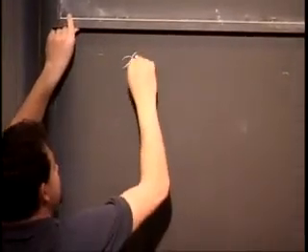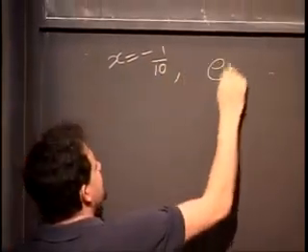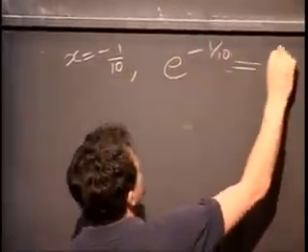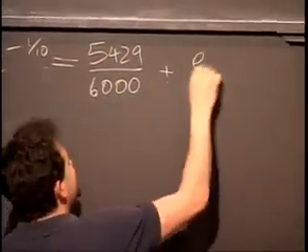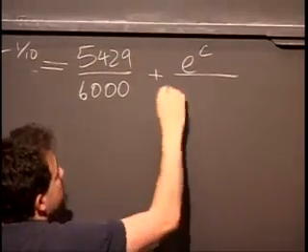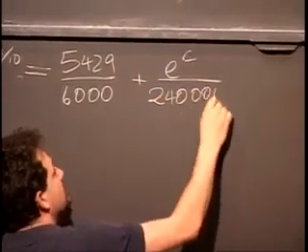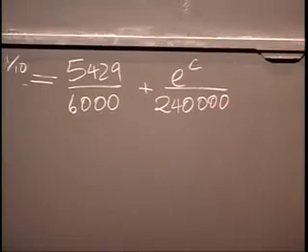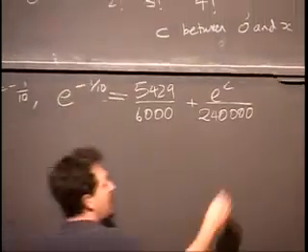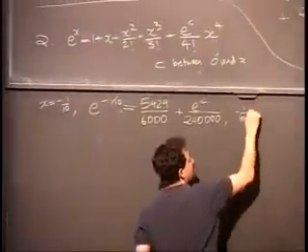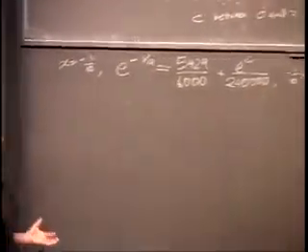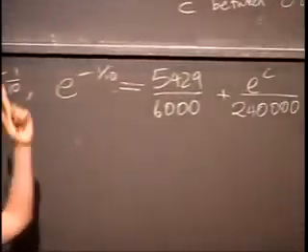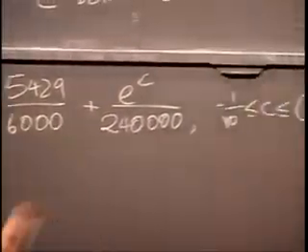So in particular, when x equals minus a tenth, we had said that e to the minus a tenth equals 5429 over 6,000 plus e to the c over 240,000. I did this last time right at the end of the class. So this is true, and all we know about c is that it's between minus a tenth and 0, because x is minus a tenth. So this is really nice. This extends the first concept from above by telling us how good the approximation is.